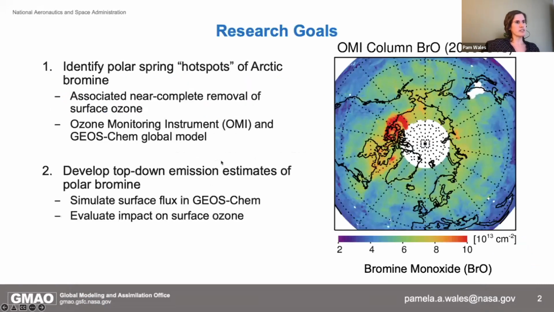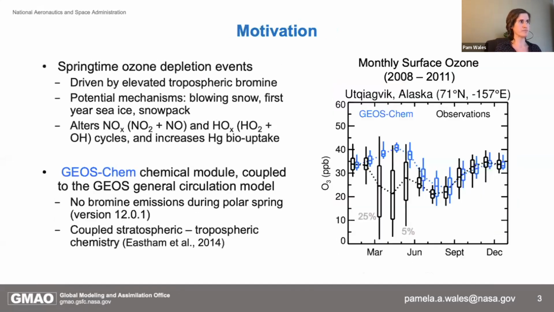All right, so in this figure, I have column measurements of bromine monoxide collected by the Ozone Monitoring Instrument, where you have this really large amplification in bromine monoxide over northern Canada. These bromine explosion events, as they're termed, are associated with near complete removal of surface ozone. So what we want to do is use GEOS-Chem to try to separate how much of this column is actually due to surface emissions of bromine, and then evaluate its impact on surface ozone.